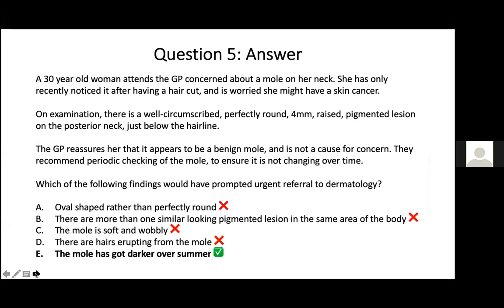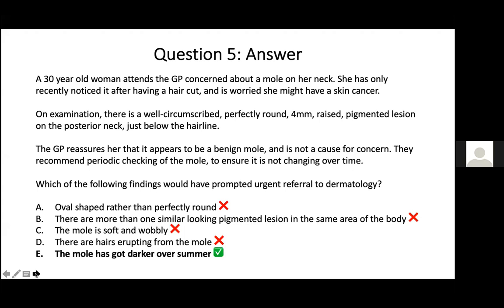And C, the mole is soft and wobbly. Moles are typically soft and wobbly. This is not a worrying factor. That's quite a reassuring factor. And having hairs erupting from the mole, again, that is a reassuring factor because that's indicating that's normal skin, and skin should have hairs coming out of it. Quite often the hairs coming out of a mole are darker, coarser than normal hairs. And again, that's a reassuring feature.